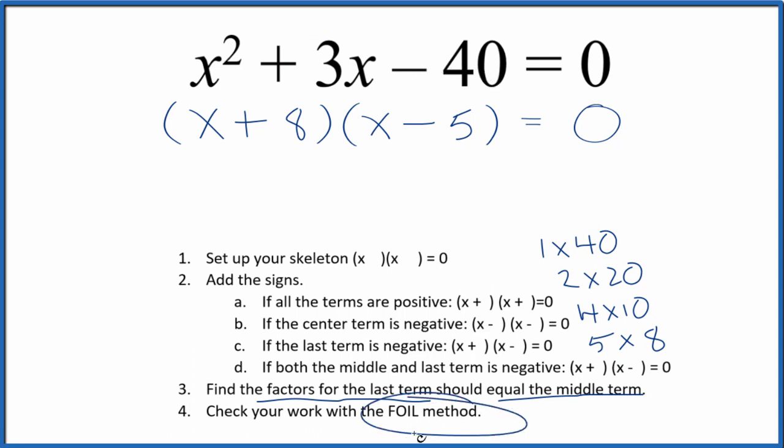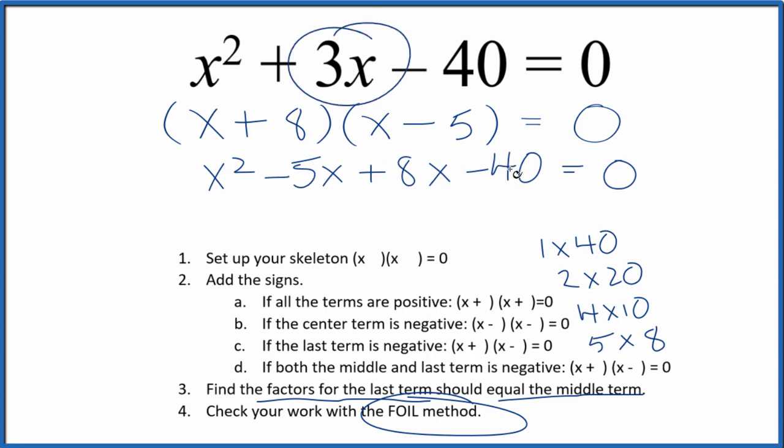But we should check our work with the FOIL method. Multiply the first, outside, inside, and last terms. That gives us, and you can see we have our negative 5x and our 8x. If we combine those, we get 3x. We have negative 40 here and x squared here. So this is correct. If I put negative 5 here and then positive 8 here, this wouldn't work. Then I'd probably just switch them to see what happened.